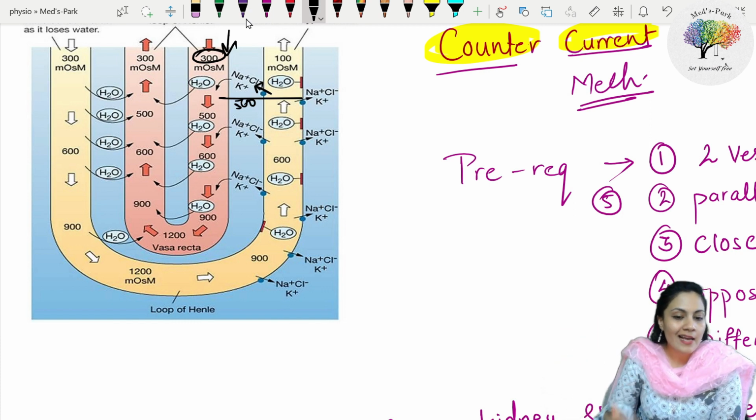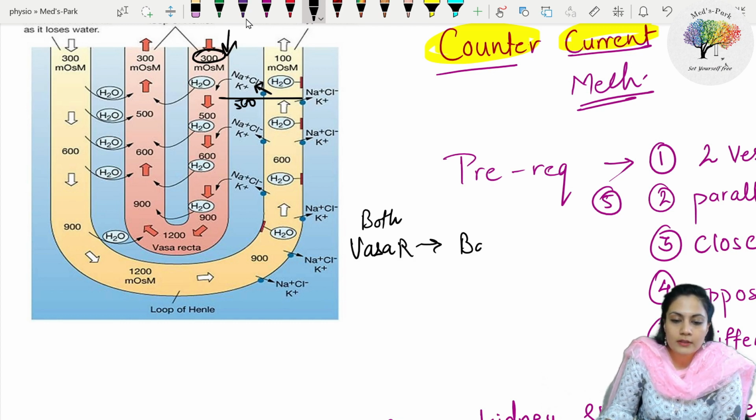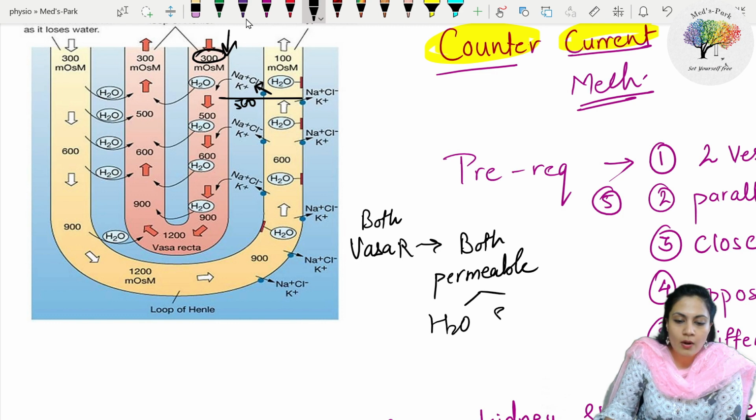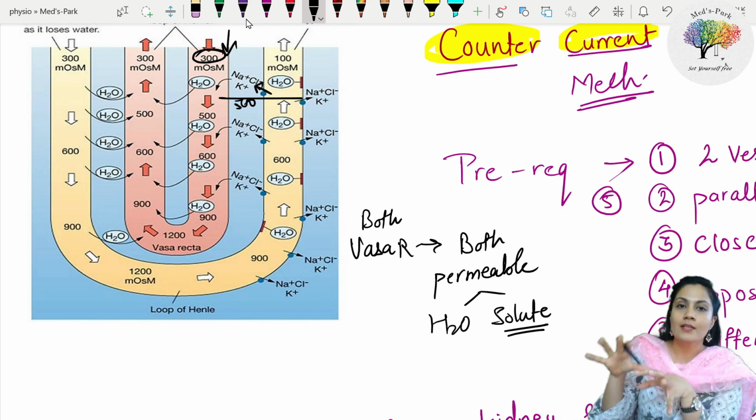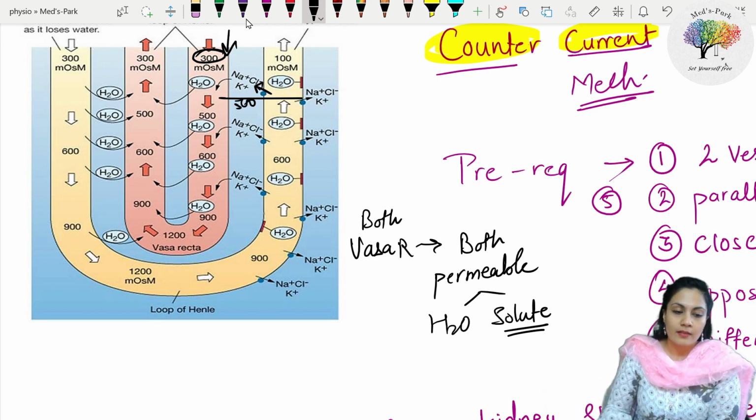And remember the vasa recta, both the limbs of the vasa recta, they are permeable for both the things. That means it is permeable for water also and solute also, depending on what concentration is more into the medullary interstitium, it is going to take inside that thing, right?